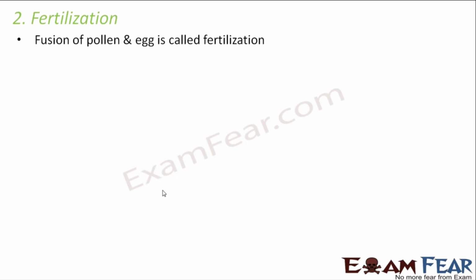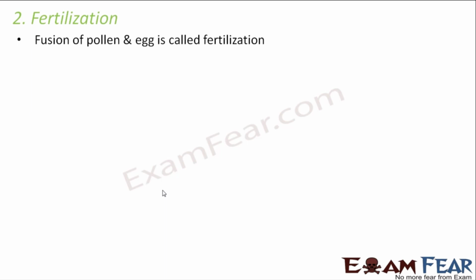When I say fertilization, I mean the process where the actual fusion is going to take place. That means the pollen grains will combine with the ovum in this step. So how will it combine? Now the pollen grains are in the stigma, so they will have to travel from the stigma to the ovule, because the egg, or the ovum, is present inside the ovule, and the ovule is present inside the ovary. So the fusion of pollen and egg is called fertilization.